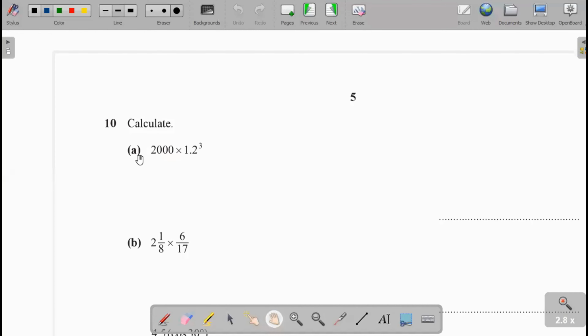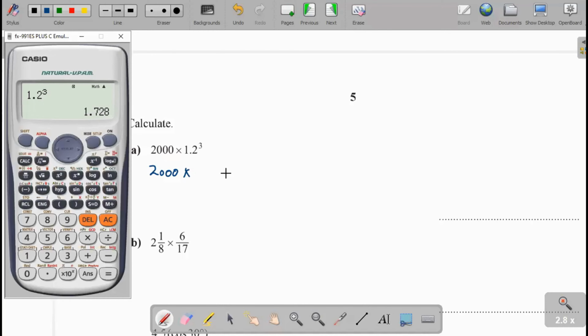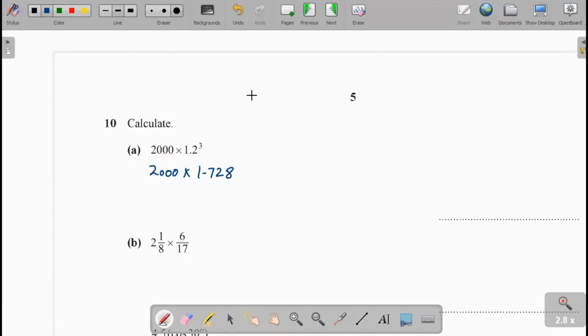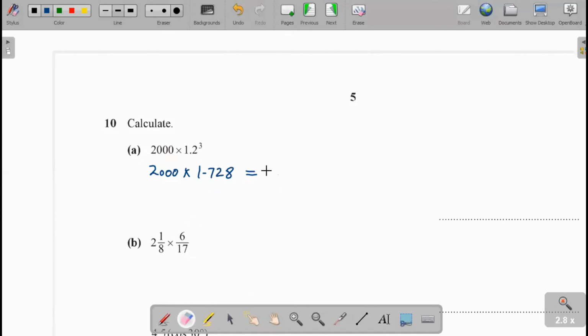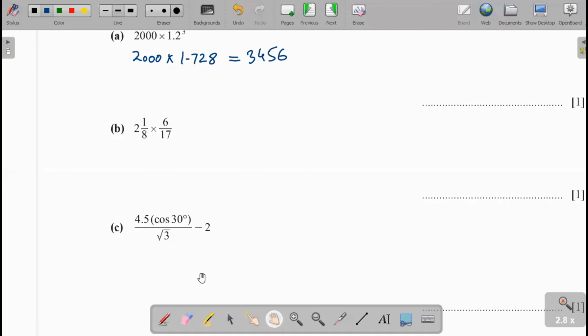Now next is the question. Calculate part A: 2000 multiplied by 1.2 to the power 3. Now 1.2 to the power 3 is 1.728. Now we multiply this by 2000. 2000 multiplied by 1.728, the answer is 3456.